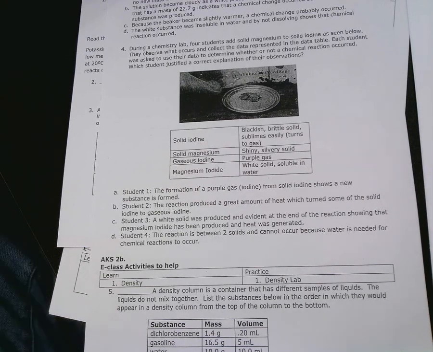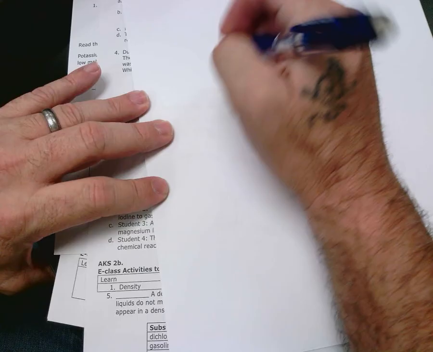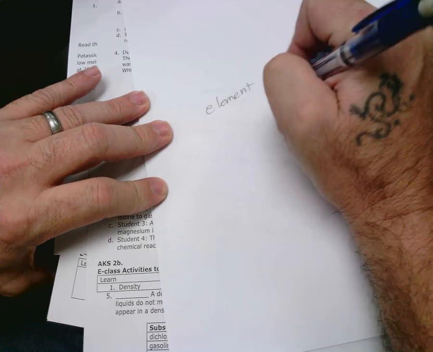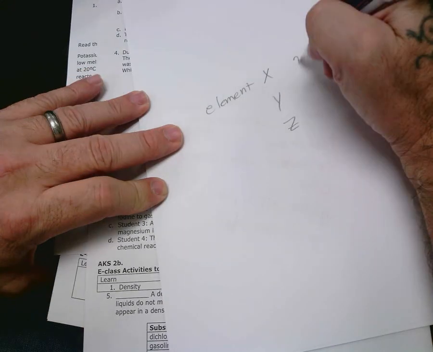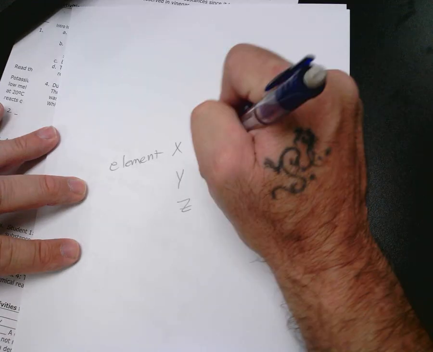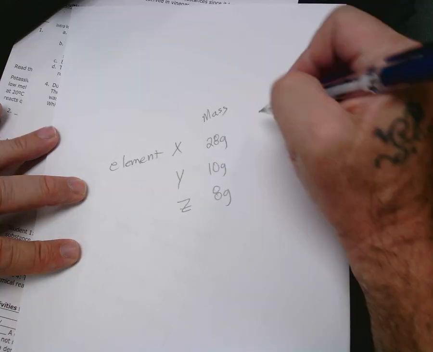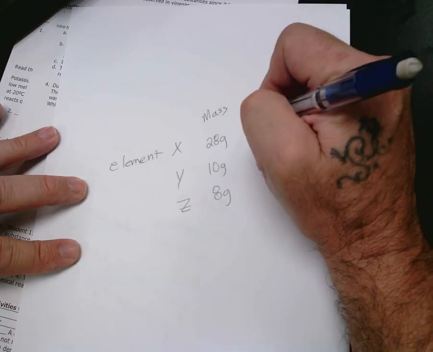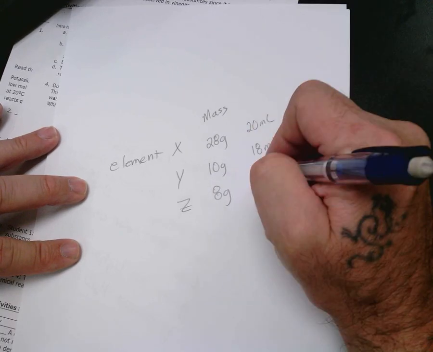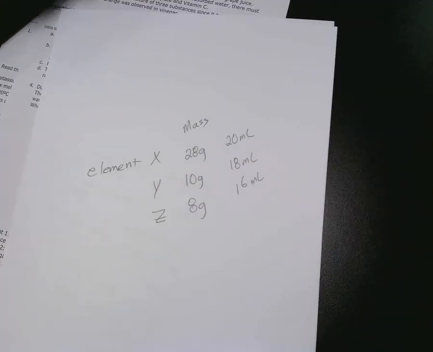So, let's say I have elements X, Y, and Z, and we have masses of 28 grams, 10 grams, and 8 grams. And we have volumes of 20 milliliters, 18 milliliters, and 16 milliliters. Then we can calculate the density of these things.